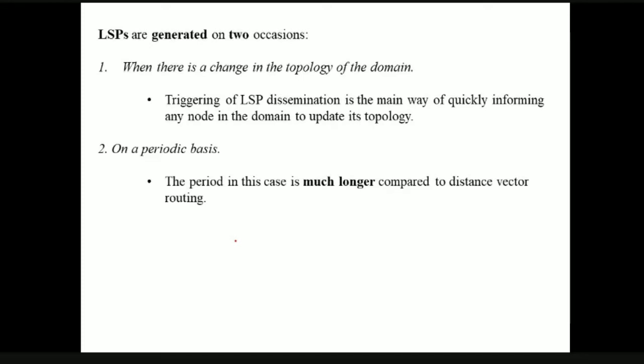Now, how are LSPs generated? As we have seen in the distance vector routing protocol, there are two types of updates, the periodic update and the triggered update. In link state routing also, the packets are generated on two occasions: when there is a change in the topology of the domain, and also on a periodic basis. This is what we have been discussing from the distance vector routing algorithm also.